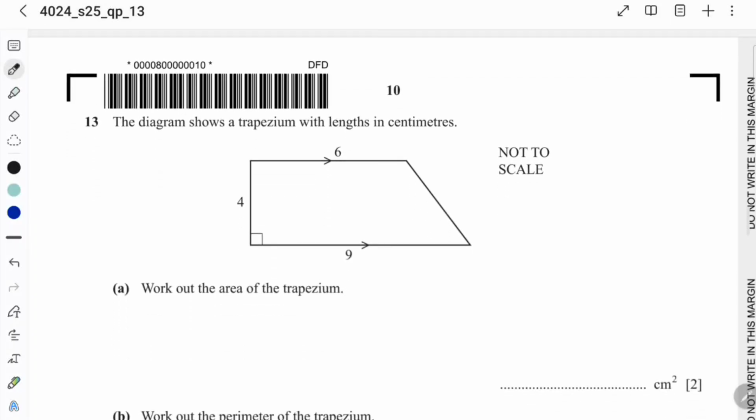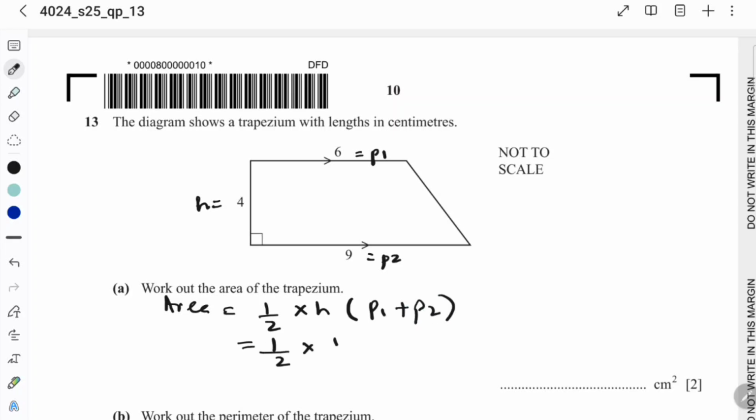Question number 13. We have a diagram showing a trapezium with the lengths in centimeters. You can see the parallel lines are 6 and 9 and the height is 4. So these are the parallel lines P1, P2 and the height is 4. They are just asking you to find the area, and it's a 2 marks question. The area is equal to half times height into sum of parallel lines. Just substitute and get your answer. Half times 4 into 6 plus 9.